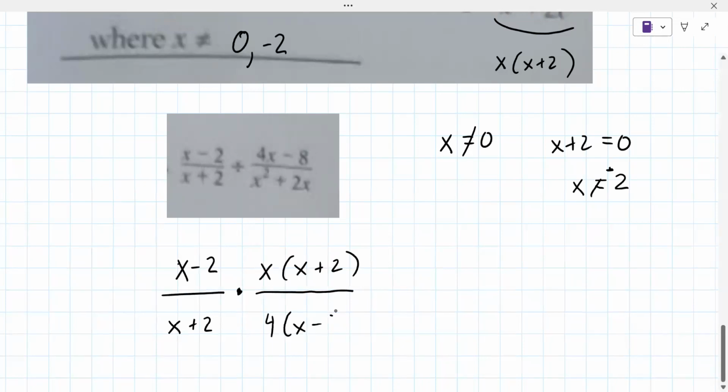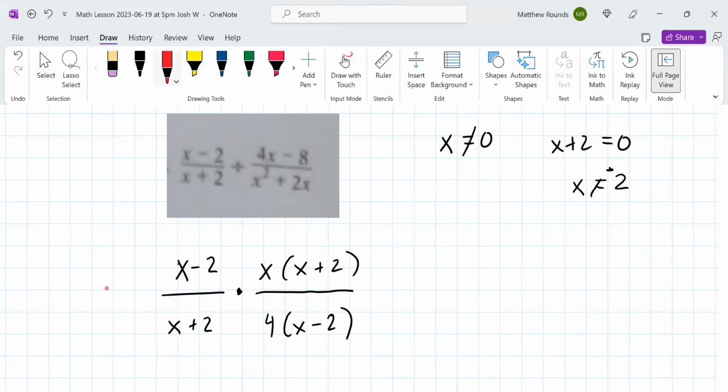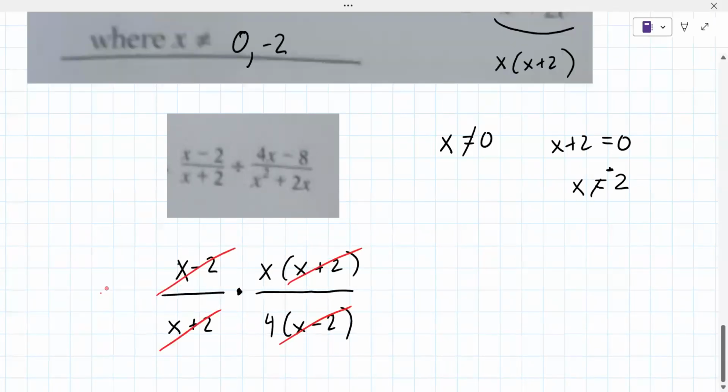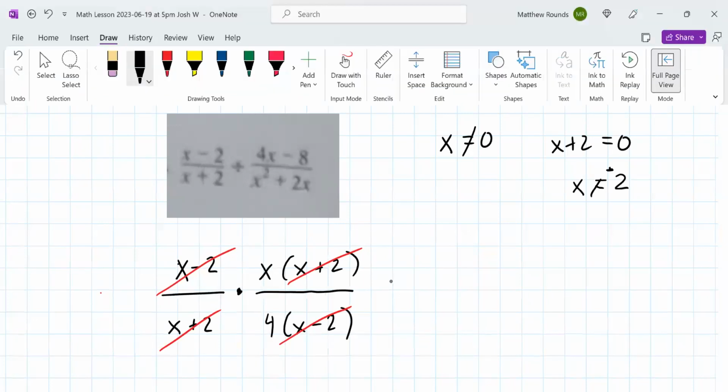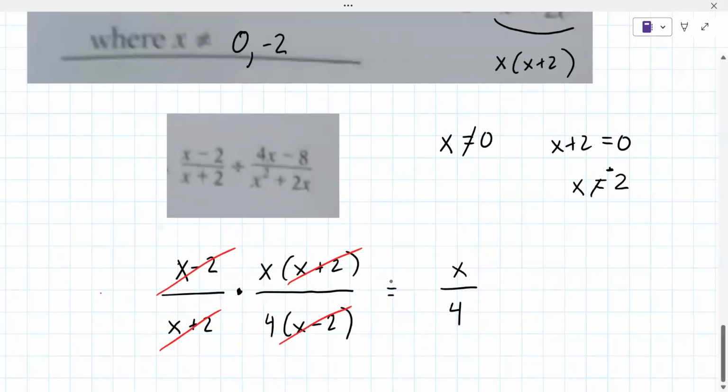And then you actually factor everything here. What I did is I wrote the first one the same. This other one, I factored out an x plus 2, the top 4, x minus 2, and now you cancel. The canceling is the fun part because things go away. That goes away with that, that goes away with that. So you're left with just x divided by 4.